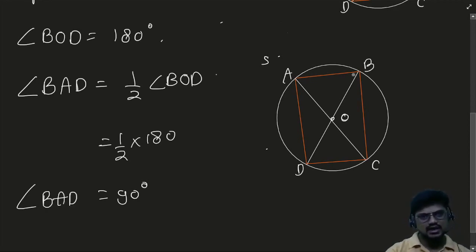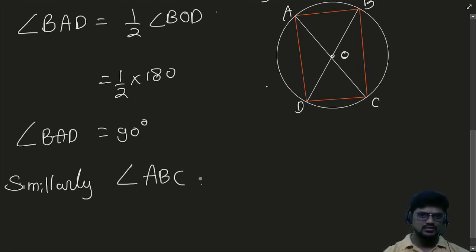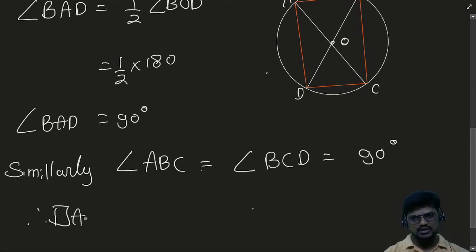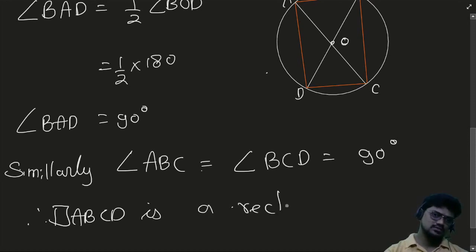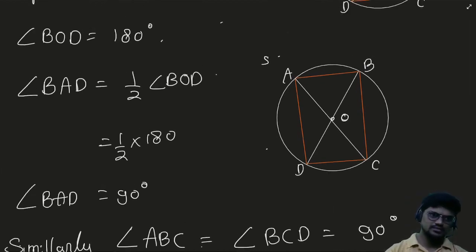Similarly, I can say that ABC is also 90 degrees and BCD is also 90 degrees. Once three of the angles are 90 degrees, the other angle has to be 90 degrees and it will be a rectangle. Similarly, angle ABC is equal to angle BCD is equal to 90 degrees. We can prove this. Therefore, quadrilateral ABCD is a rectangle. Understood, everyone? Is it clear?